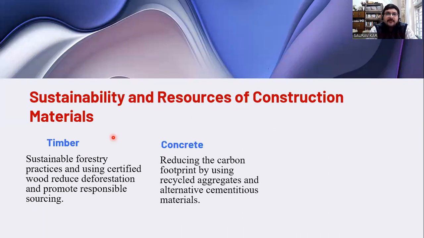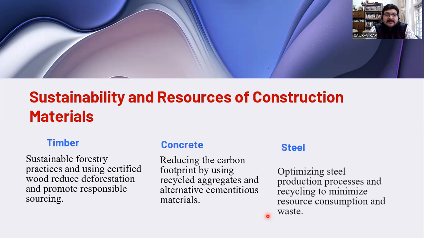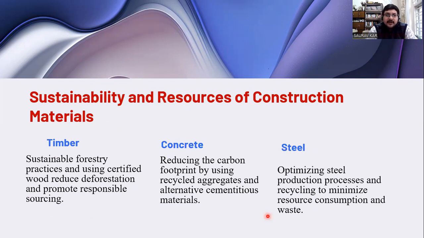Next is concrete. We are using alternative concrete. How? We are not using cement, which is the primary ingredient of concrete, but we are utilizing waste products, completely replacing cement by 100%. So reducing the carbon footprint by using recycled aggregates and alternative cementitious materials.